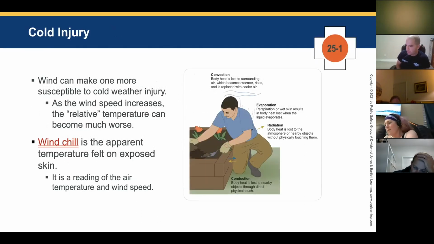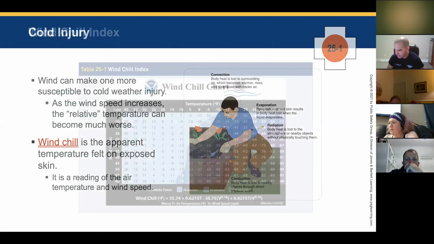So if you see somebody who's shivering, they're typically cold. So when we talk about cold injuries, wind can make somebody much more susceptible to the cold. So as the wind speed increases, the relative temperature can become much worse. This is basically what we refer to as wind chill, which is the apparent temperature felt on exposed skin. So basically, as the wind goes over your skin, it drops the temperature. It makes it feel much colder than it really is.